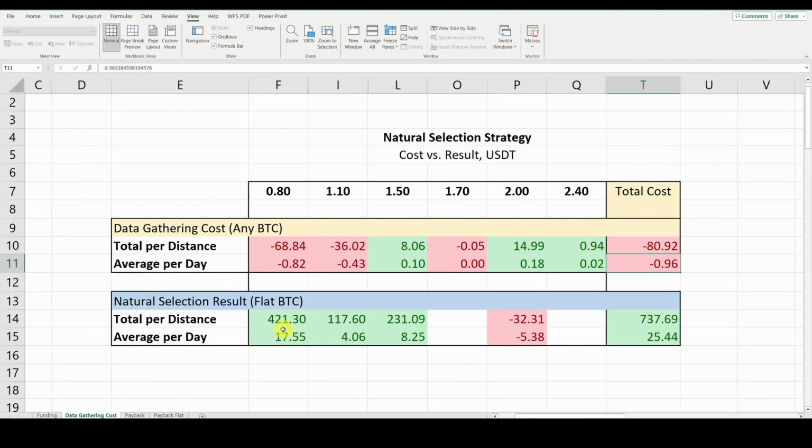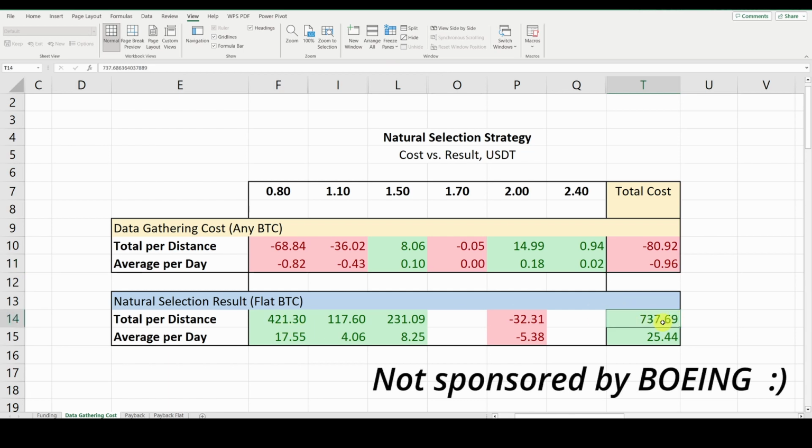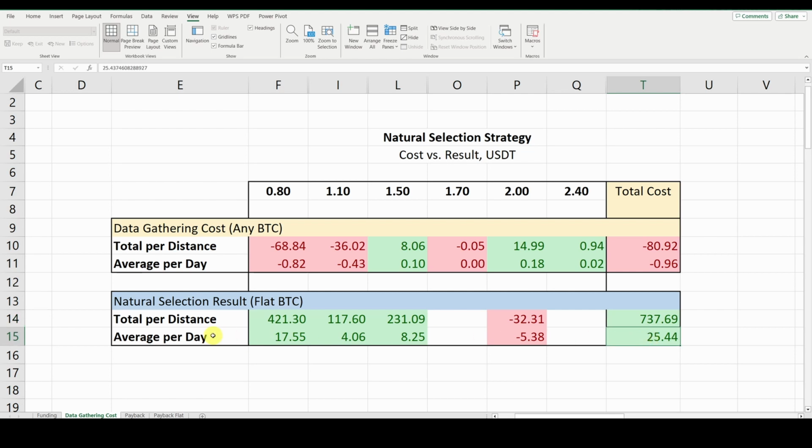Well, let's see. Look at that. Overall, I got 737 USDT, averaging a profit of 25 USDT per active day at the cost of just 1 USDT per day. Different distances seem to have varying degrees of success. 0.8 made 6 times the cost, 1.1 made 3 times the cost, and these 231 USDT at 1.5 are practically free. Only 2.0 is not quite there yet.